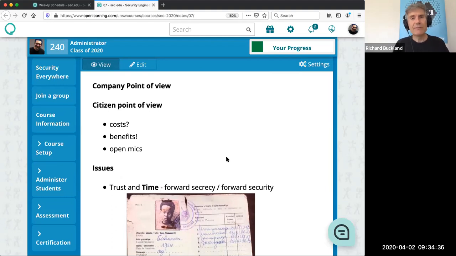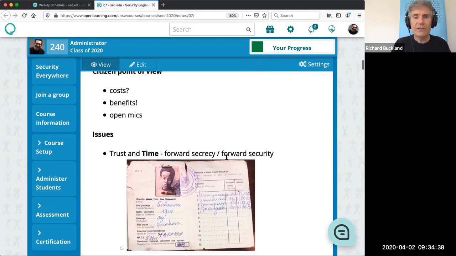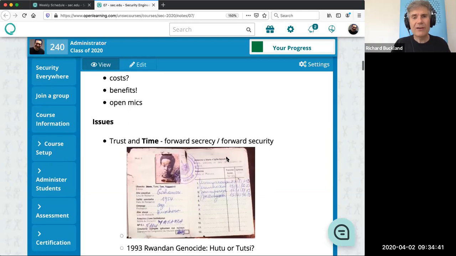Well, we've talked about that. What's a citizen point of view? Well, the costs of losing privacy seem low or intangible or weird or to do with feelings. Yeah, I don't like feeling people are watching me. So the cost isn't necessarily clear. The benefits of giving away my privacy are clear. I get Facebook, it's free. We get Google, it's free. We get all this stuff.